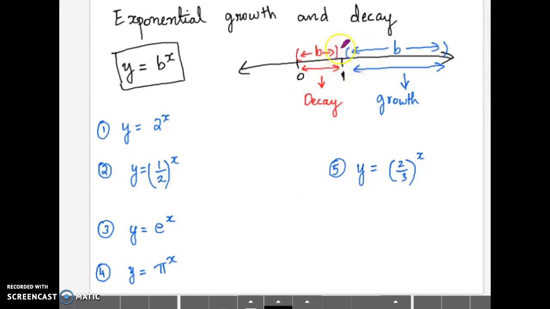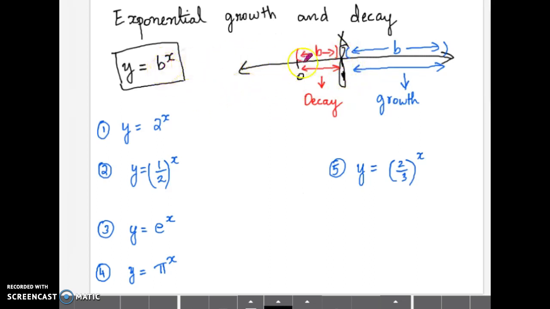It cannot include 1. 1 is not allowed here. And it has to be greater than 1. Less than 1, greater than 1, but not including 1. And you cannot have any of the negative numbers for b, right?